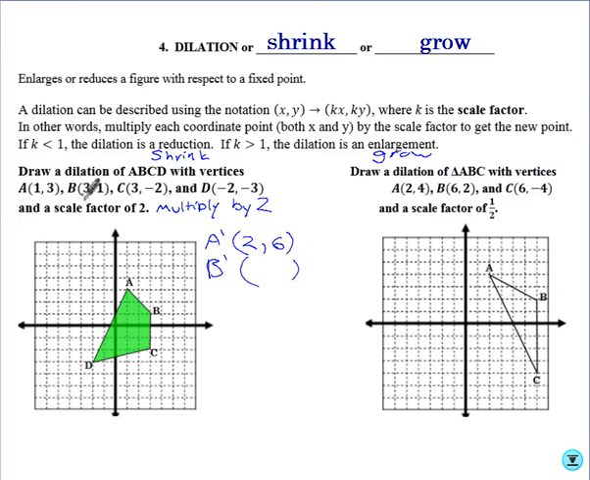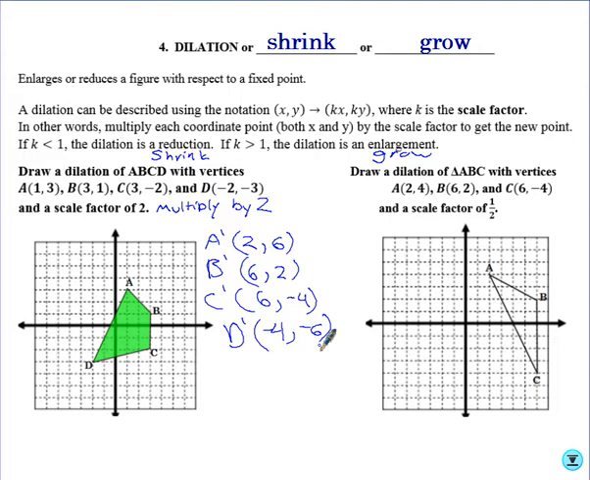B prime would be at 3 times 2 is 6, and 1 times 2 is 2. C prime would be at 3 times 2 is 6, and negative 2 times 2 is negative 4. And D prime would be at negative 2 times 2 is negative 4, and negative 3 times 2 is negative 6.